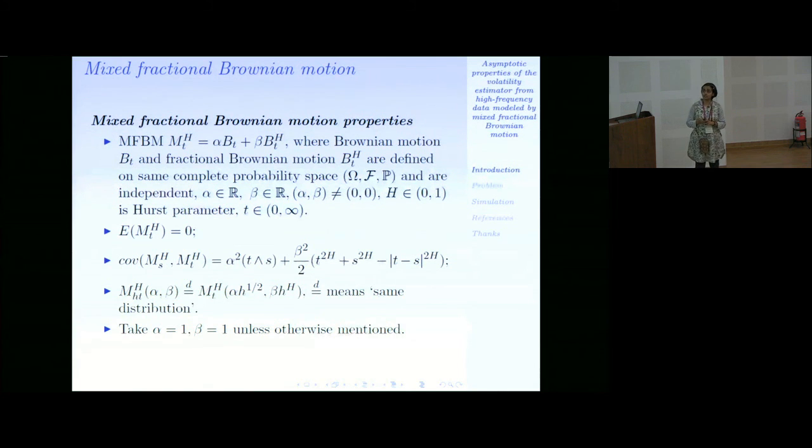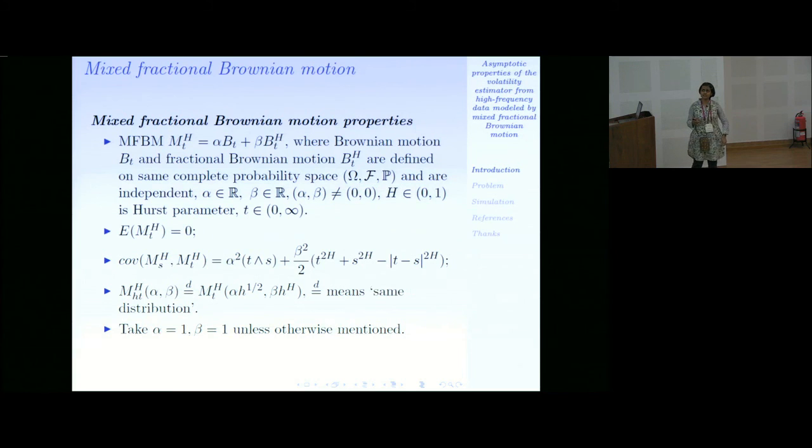For fractional Brownian motion, we want to say that it is a centered Gaussian process, where Brownian motion has independent increments. Fractional Brownian motion does not have independent increments, so the increment process is actually correlated. That's the main difference, and this correlation is controlled by one parameter. It is called the Hurst parameter, denoted by h here, and this h is in the range 0 to 1.